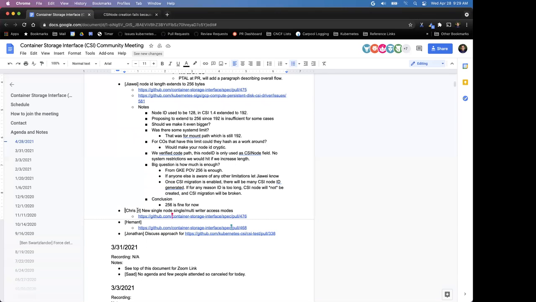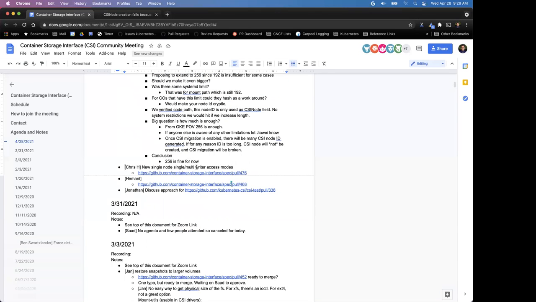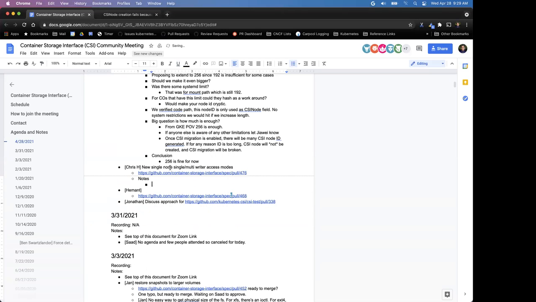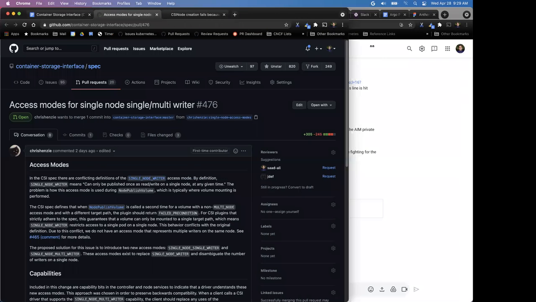Moving on to the next item, Chris, new single node, single multi-writer access mode. Do you want to share your screen or? I can share it otherwise, no big deal. Okay. Yeah, that's okay then.